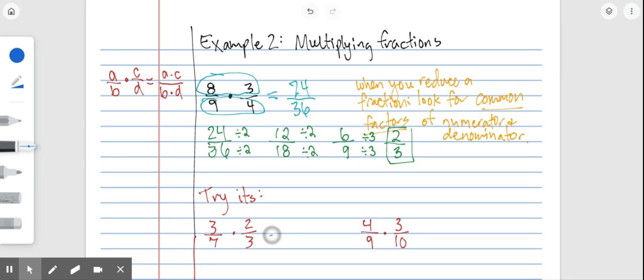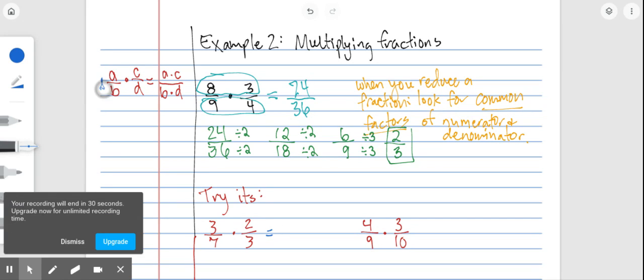So remember, just like it says up here, when I'm multiplying fractions, multiply the numerators together and the denominators together. So 2 times 3 is 6. 7 times 3 is 21. Okay, this can reduce to 2/7. All right, again, over here, 3 times 4 is 12, and 9 times 10 is 90. This can reduce to 4/30, or 2/15.